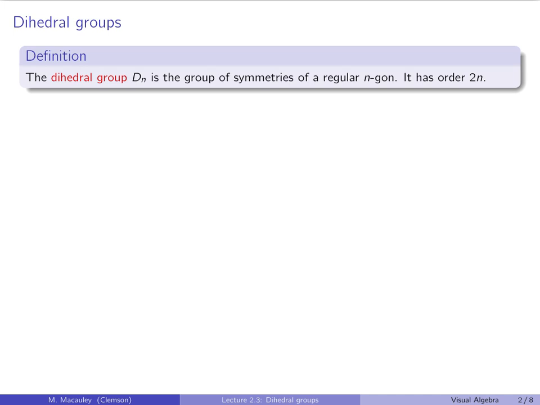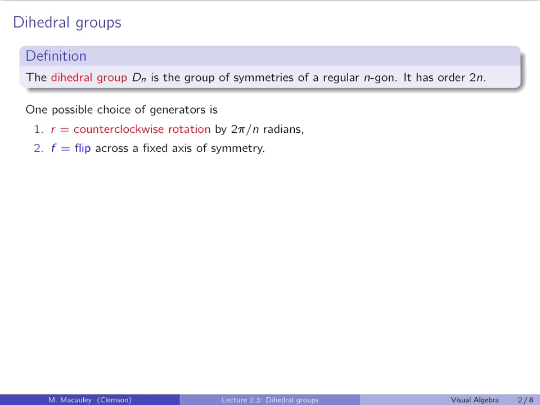Formally, the dihedral group, Dn, is the group of symmetries of a regular n-gon. It has order 2n. One possible choice of generators is the following. A counterclockwise rotation by 2 pi over n radians, we'll denote by r, and a flip or reflection across a fixed axis of symmetry that we'll denote by f. Usually we'll assume that this is a vertical axis, just for convention.